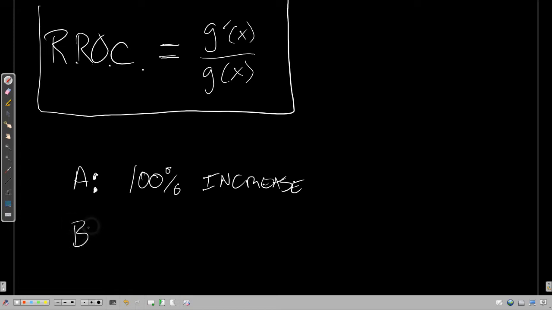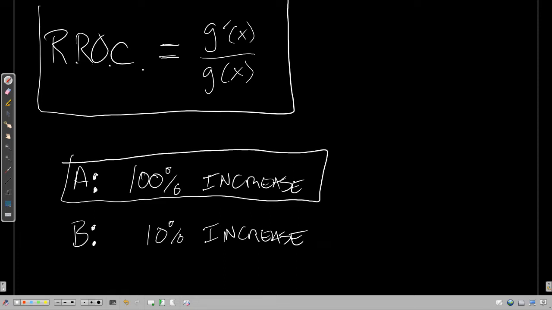If stock B was only going to have a 10% increase over that same time, then it would be very obvious to you when I'm stating it like this that this is the better investment choice.